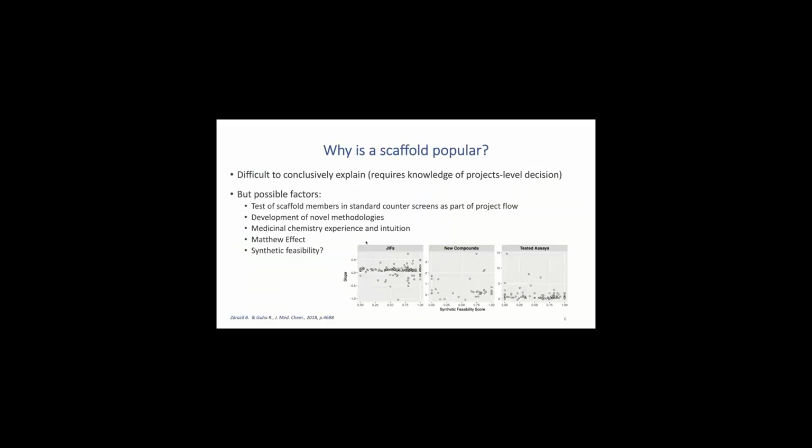And also in this first paper, we asked ourselves, why is a scaffold popular, right? And we tried to come up with an explanation, but we couldn't really conclusively explain this because I think there are many soft factors. So one thing we computed was, we thought maybe synthetic feasibility of a scaffold might be a factor. So we computed the correlation between the slope of one of the measures we looked at versus the synthetic feasibility score, but we didn't see any correlation.